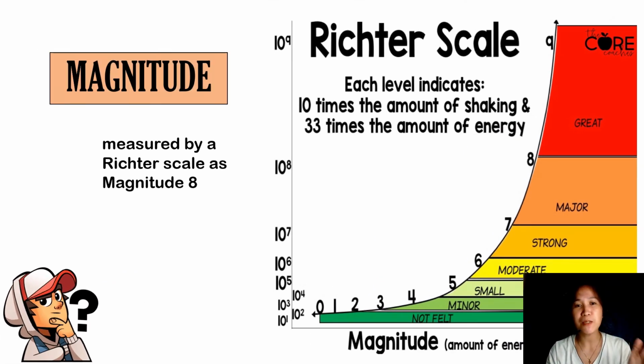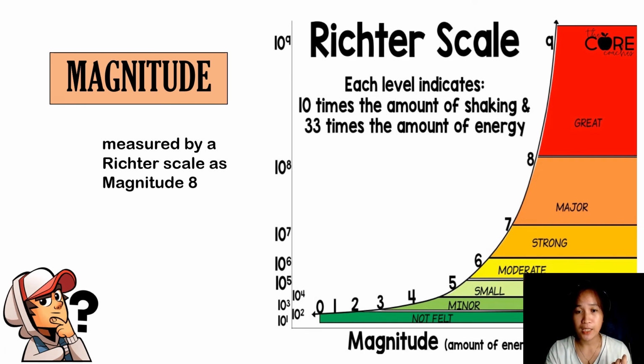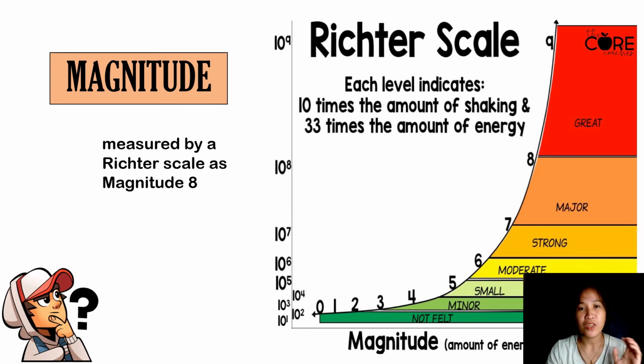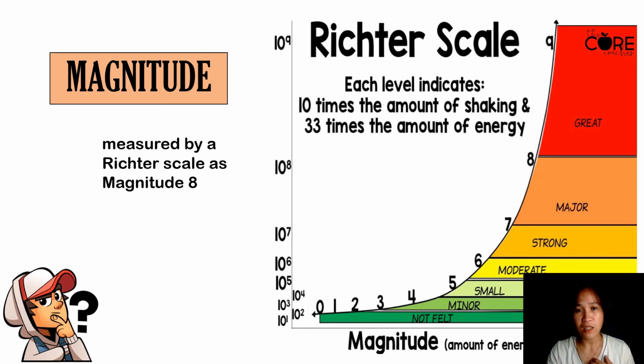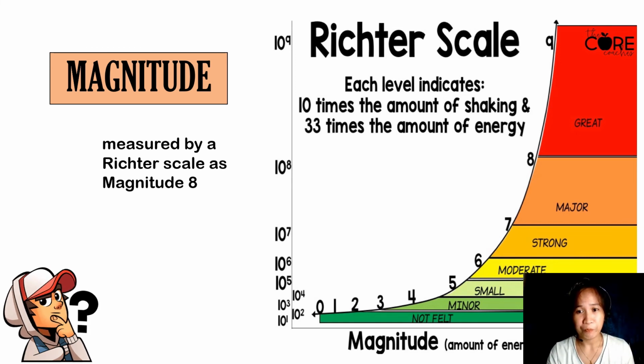So again, magnitude is measured by a Richter scale, as magnitude 8. As you can see in the slide na meron tayong magnitude 8. Okay? So ito yung tinatawag natin na Richter scale. So the magnitude of the earthquake is measured by a Richter scale. So for example, na may balita na there is an earthquake with a magnitude of 7.8. So meaning to say, pag 7.8, that is strong. No? So next slide makikita natin kung ano yung mararamdaman natin kapag nasa magnitude 7 or nasa magnitude 8 na tayo.